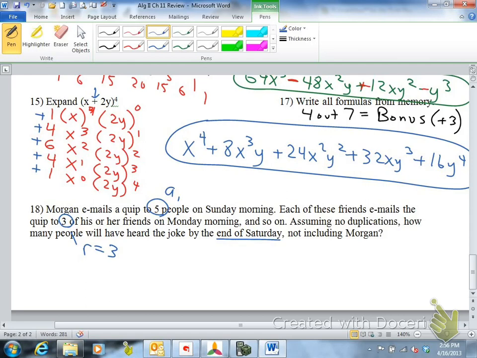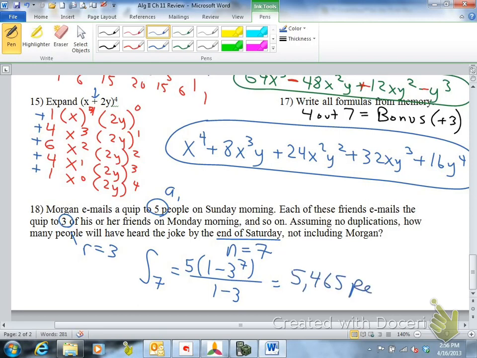Assuming no duplications, how many people have heard the joke by the end of Saturday? It started on Sunday, so at the end of Saturday, I think that's 7 days, Sunday to Saturday, a week. So the sum after 7 days would be 5 people the first day, times 1 minus 3 to the 7th, over 1 minus 3. And the answer you get is 5465 people who have heard the joke by the end of the week. And that is the review.